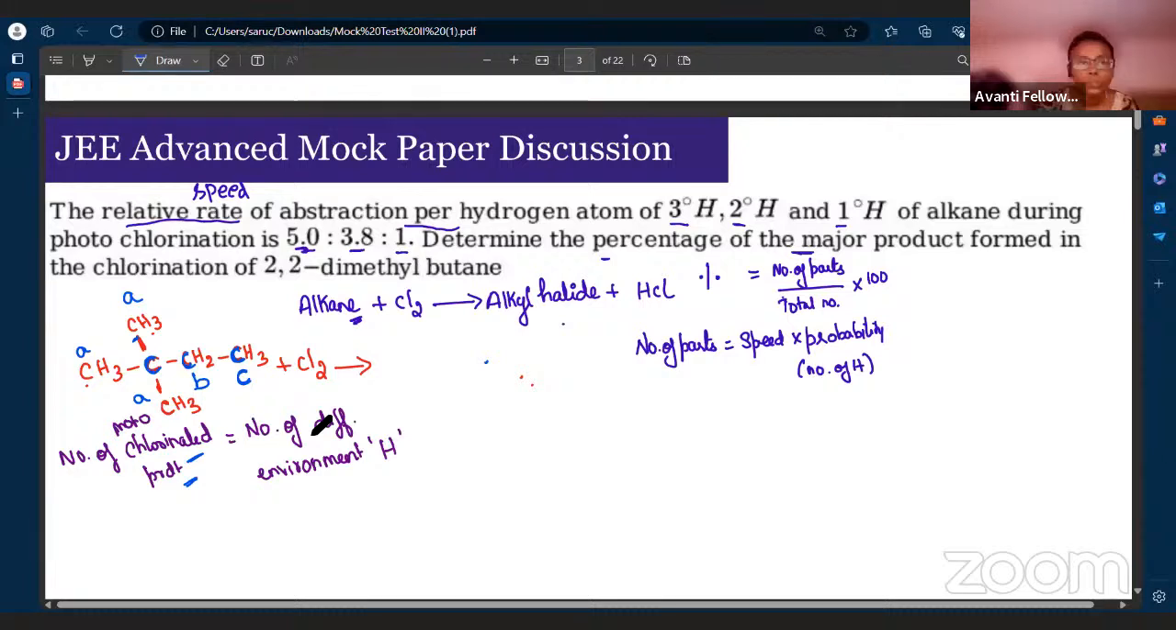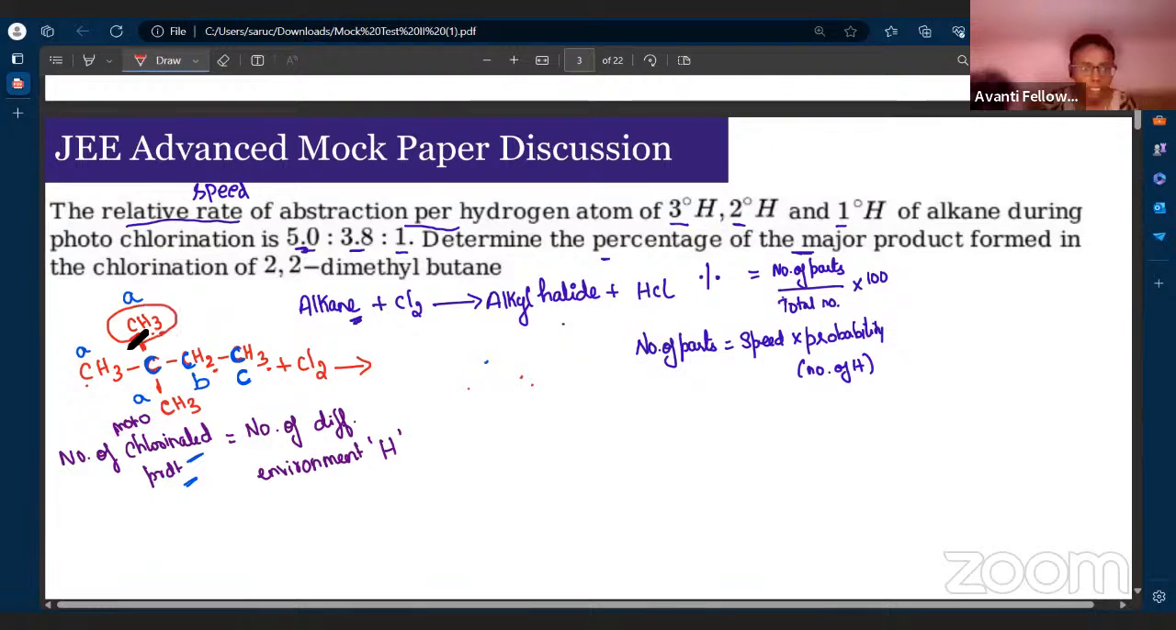Okay, so how to write the product? I have written 3 different environments, right? So remove hydrogen from each and every environment and replace it with fluorine. Okay, you're going to substitute hydrogen with fluorine. You'll be getting 3 different products. Here I have 3 same environments, so you can do it for any one of the CH3. It is not mandatory to do it for a specific CH3. Since the environment is the same, you can do it for any one of the CH3. So I'm taking this CH3 and substituting it with Cl. You can do it for this and as well as the one which is below.